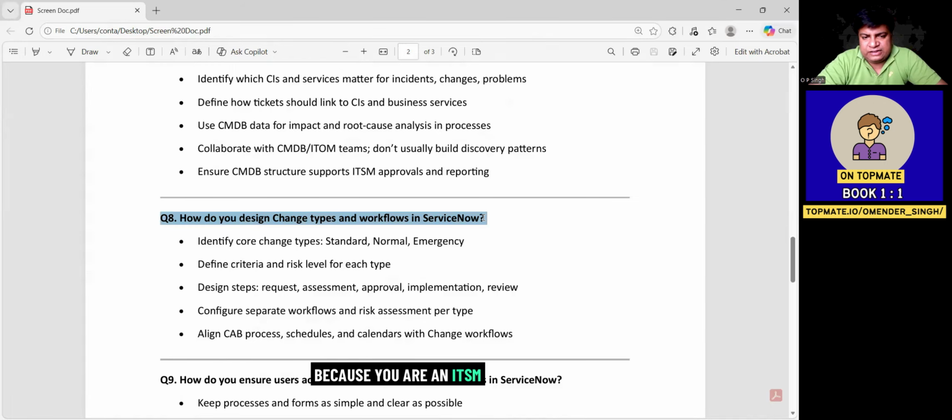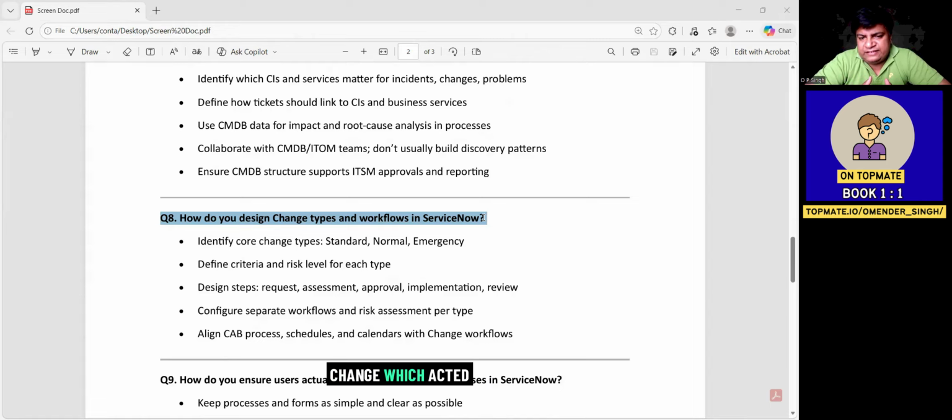Because you are an ITSM consultant, change management is one of the good areas where you can get standard questions. In this type of question, you normally define three key change types: standard, normal, and emergency. A standard change is a low-risk, repeatable, pre-approved activity, like adding a user to a group or making some changes there.